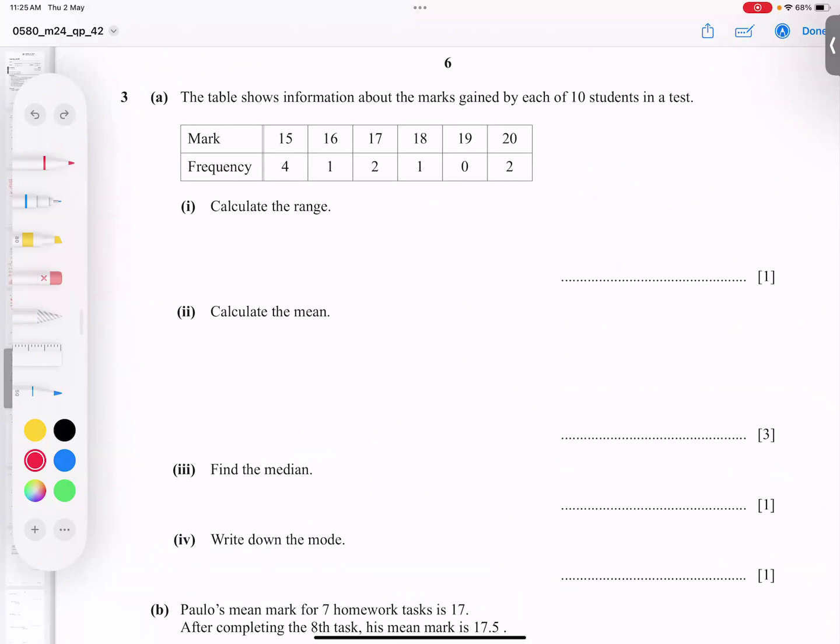I have taken enough time on the previous question, because a lot of technicalities we have. Now, a table shows information about the marks gained by each of 10 students. So we have to calculate the range. Some students try to subtract these numbers wrongly. Actually, 14, 15, 16, 17, 18, 19, these are the marks. Highest marks this, lowest marks this. So range formula is highest value minus lowest value. Be careful, don't subtract 2 and 4. Subtract the upper values, not frequencies. So 20 minus 15 is 5, and 5 is the range.